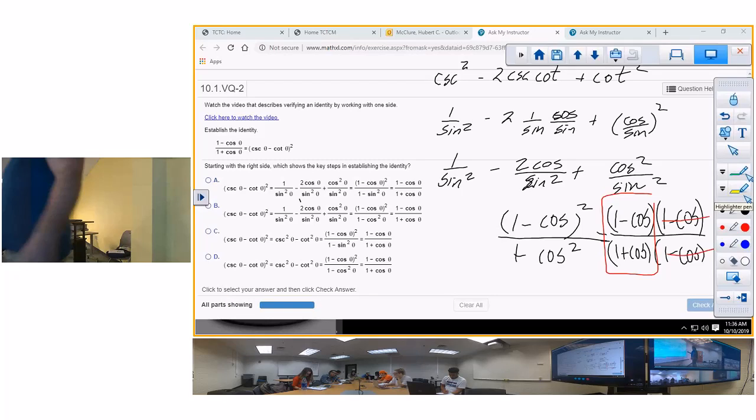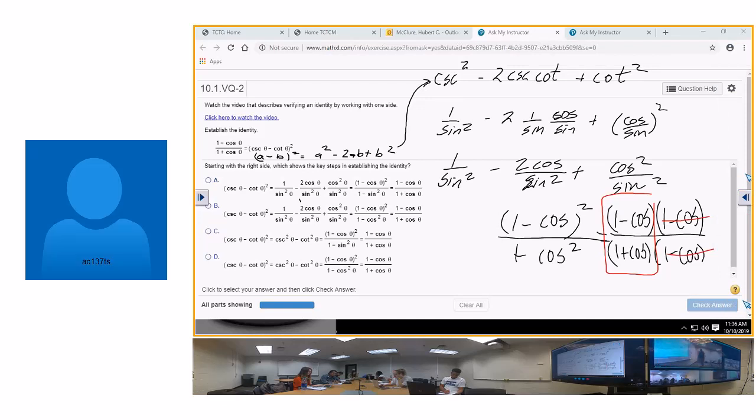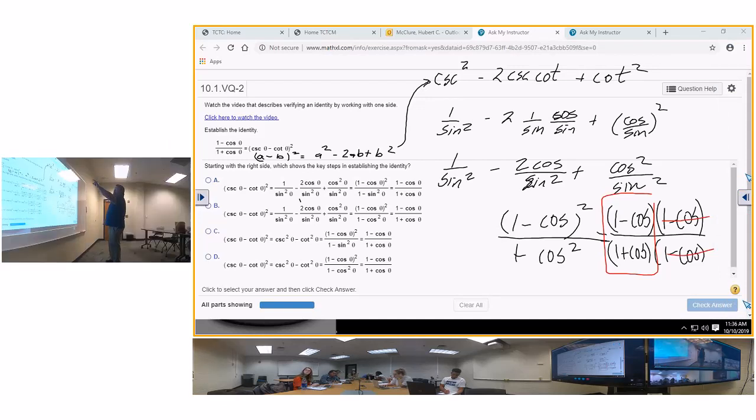Anyway, this is A minus B, quantity squared, is equal to A squared minus 2AB plus B squared. And that will give you that. So I want everybody to write that down and make sure you understand how I got cosecant squared minus 2 cosecant cotangent plus cotangent squared. And now write everything in terms of sine and cosine.